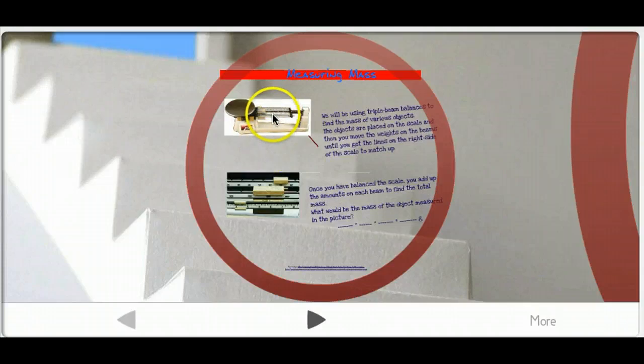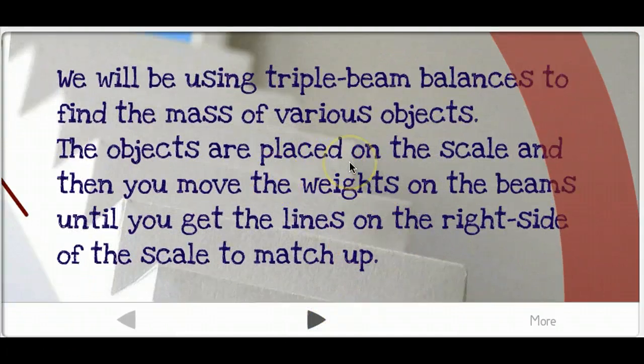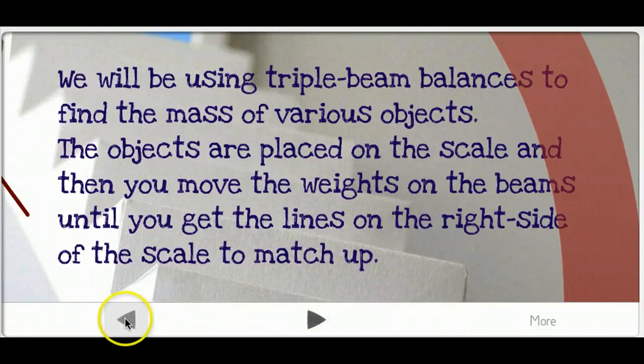It's called a triple beam balance because there are three beams that help us figure out what the mass of the object is. And this is what we call the scale pan, or the scale. When using the triple beam balance, essentially we take objects, place them on the scale, and move the weights on those beams until we get the lines on the right side of the scale to match up.